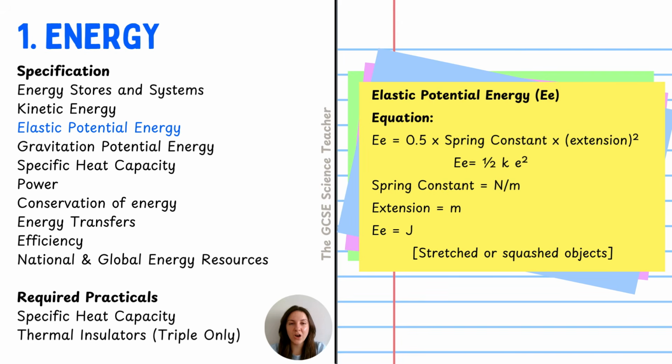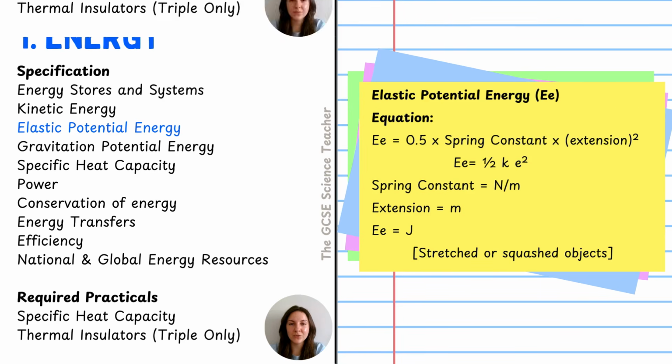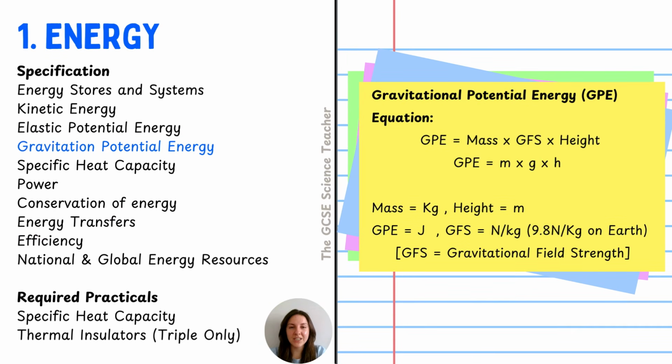The equation is a half times spring constant k times extension squared, where spring constant is measured in newtons per meter, extension is measured in meters, and elastic potential energy is measured in joules. Gravitational potential energy is found in objects that are raised above a certain height. The equation is GPE equals mass times gravitational field strength times height, or GPE equals m times g times h. Remember, on Earth, the gravitational field strength is actually 9.8 newtons per kilogram.